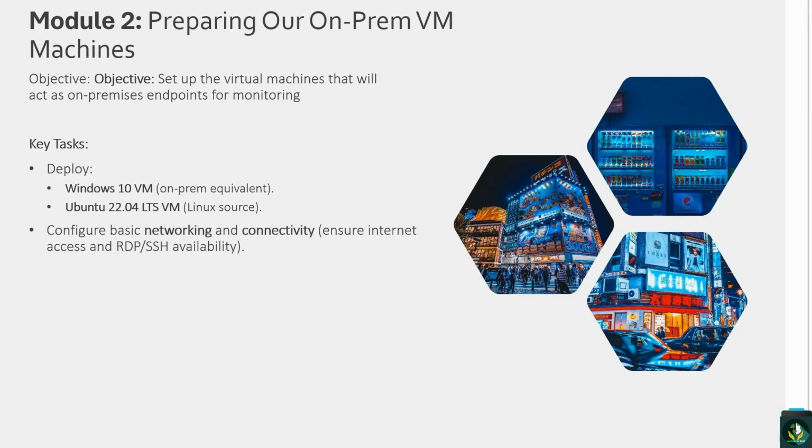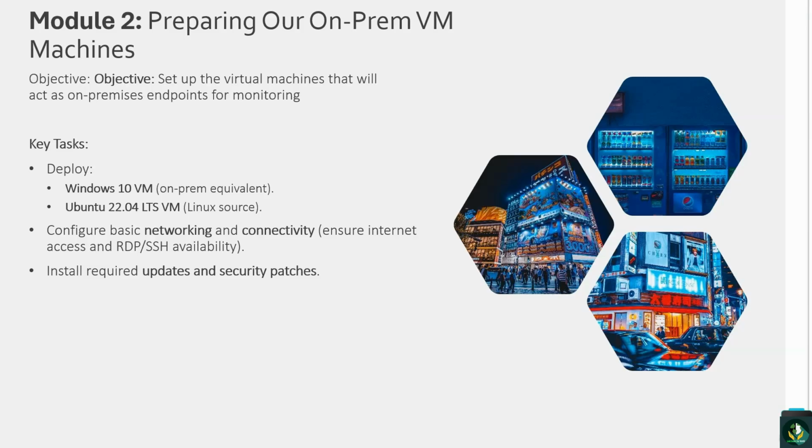After deployment, the next critical step is configuring networking and connectivity. Both virtual machines must have internet access so they can communicate with your services, download updates, and send logs. For Windows, we ensure RDP is enabled so we can access the system for configuration, and for Ubuntu, we ensure SSH connectivity. Proper network configuration is also important for agent installation, which we will do in the next module.